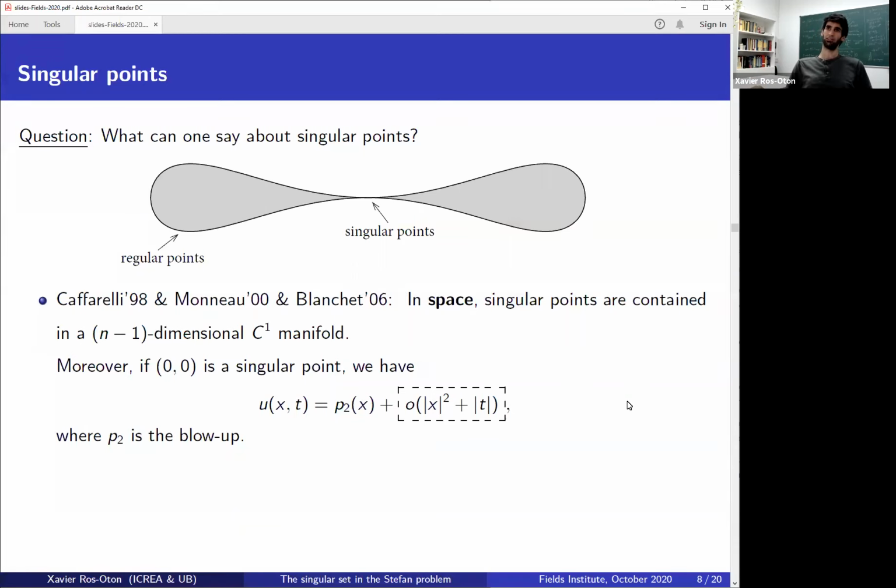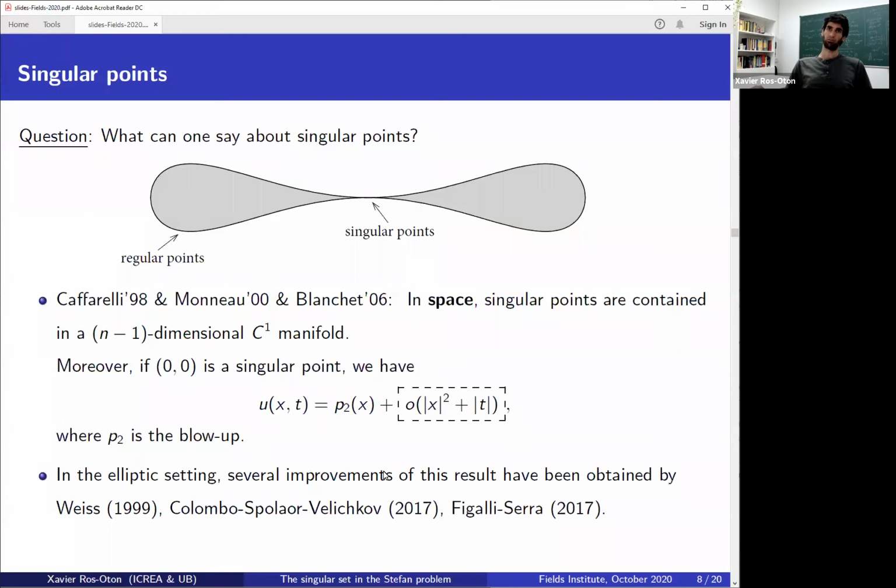And now in the elliptic setting, several improvements of this result have been obtained in the last years, including the results of Weiss, who proved that in 2D you can improve this, only in the elliptic setting, by a 2 plus alpha in 2D. Then Colombo, Spolaor, and Velichkov proved that in all dimensions you can put here not only a modulus of continuity by compactness, but a very explicit modulus of continuity, which is a logarithmic one.